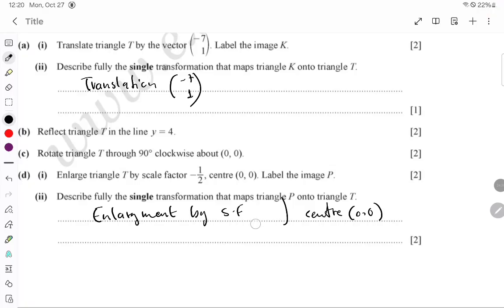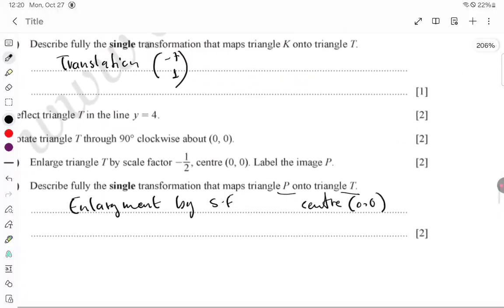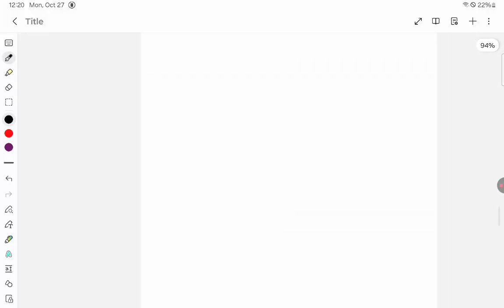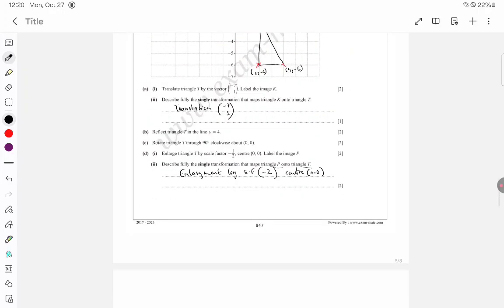It is asking for triangle P onto triangle T. So triangle T is 2 times greater than triangle P, and triangle P is half the size of triangle T. So when it says triangle P onto triangle T, it is by a factor of 2, and the negative sign shows that it is on the opposite side. So this is our question 30.